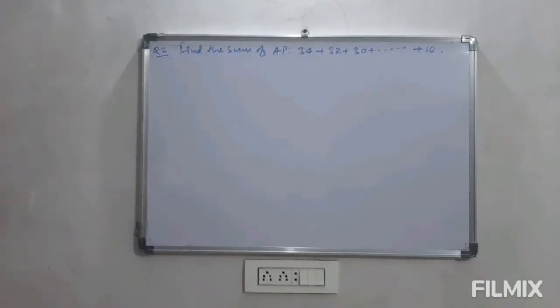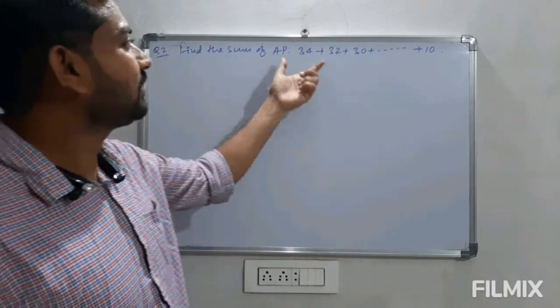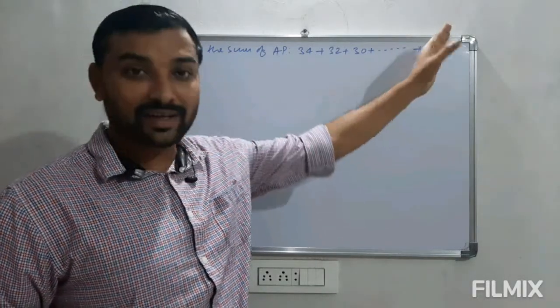So now let us come to the second question I've taken here. Find the sum of the AP where we have this finite AP.